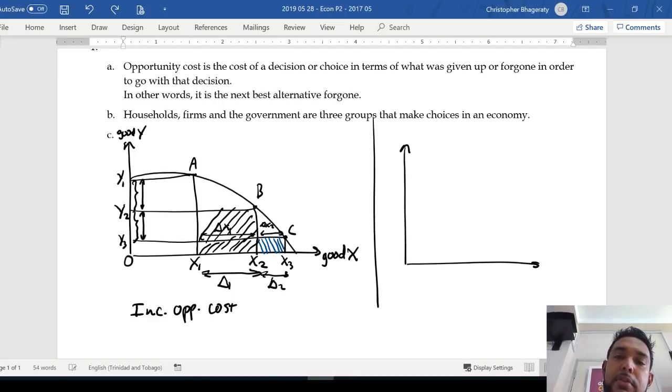So this one is good Y. This one is good X. That is the origin.